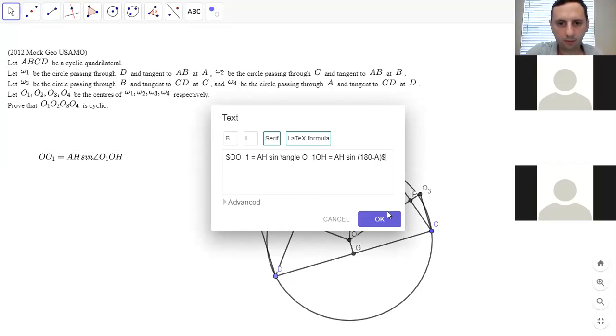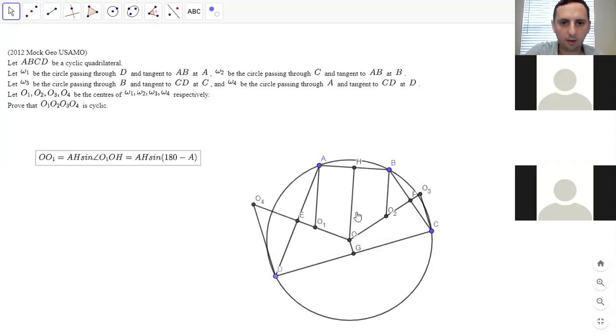I think what you basically used is that O1OH is half of DOB, right? Because this bisects AOD and this bisects AOB, right? Or maybe you thought, oh no, you could just use that AEOH has two right angles. That's how you did it. Okay. Yeah, because A and C sum up to 180. So this is AH sine O3OG.